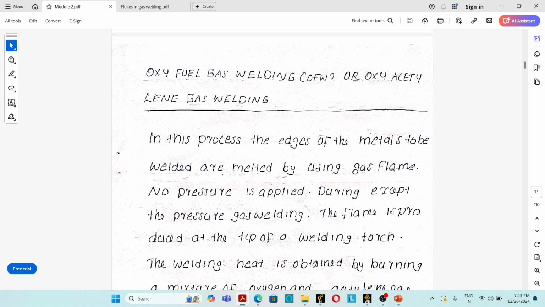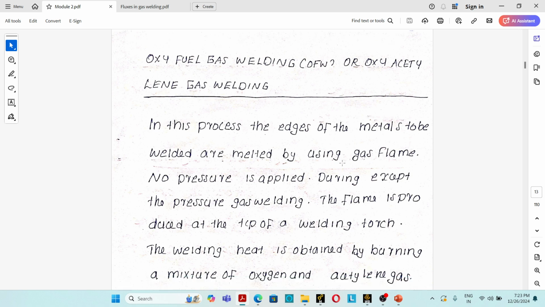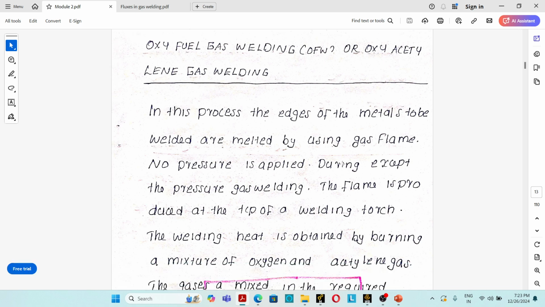This is the second class of Module 2, manufacturing process. In this section, I am going to discuss the oxy fuel gas welding process, the OFW welding process. Basically, this is a gas welding process. It is also known as the OFW welding process, or otherwise known as the oxy acetylene gas welding process.